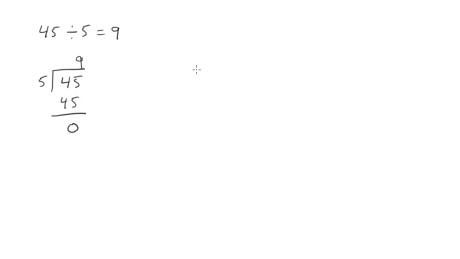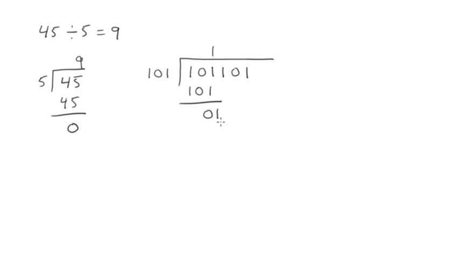In base 2, 45 is 1, 0, 1, 1, 0, 1. And 5 is 1, 0, 1. Well, 5 goes into 5 one time. So 1 times 5 is 5. 5 minus 5 is 0. We bring down the 1. 5 goes into 1 0 times. 0 times 5 is 0. 1 minus 0 is 1.